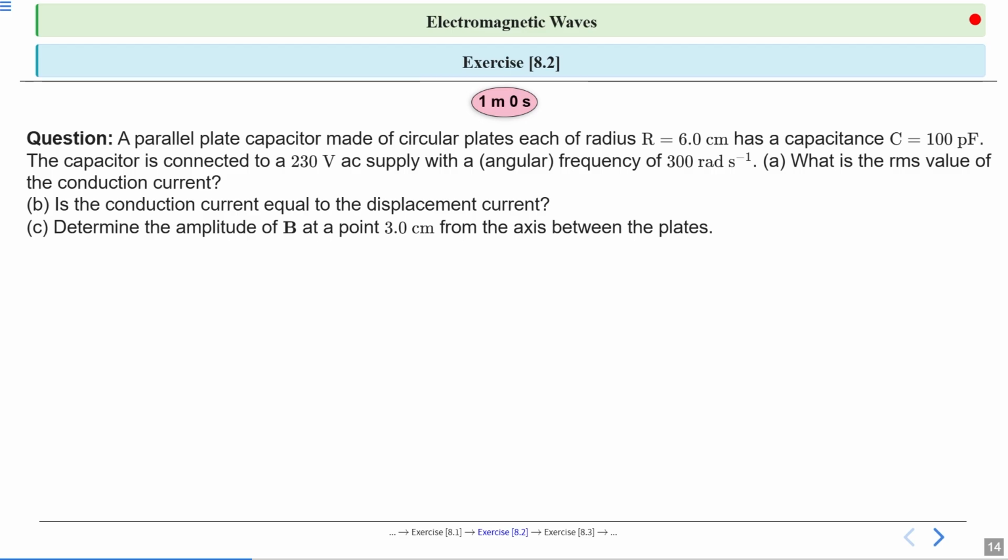So we have to find the magnetic field at 3 centimeter from the axis, that is, inside the volume enclosed by the capacitor. So it can be considered as an inside point of a conducting wire. You have to determine the amplitude of the magnetic field at that point. I will give you some time to think about it and solve it.